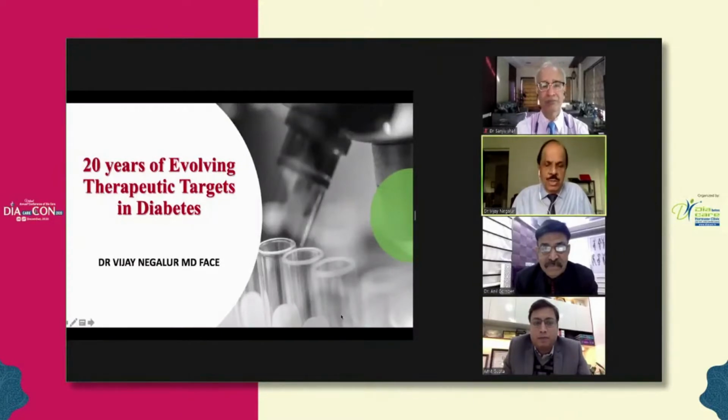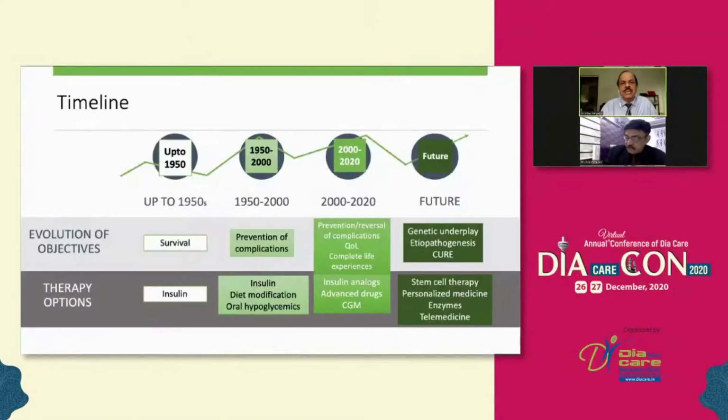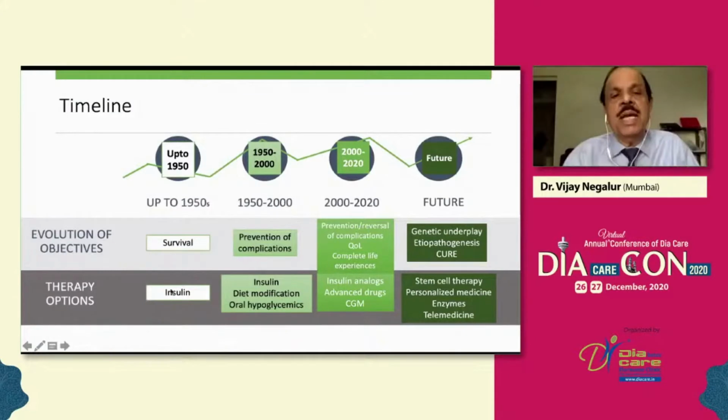So my talk is 20 years of evolving therapeutic targets in diabetes management, how it has changed over the last 20 years. Now we have seen here, the initial part of diabetes management was only a question of survival. And at that time we had only insulin available. As we advanced, the next thing that we had in our mind was prevention of complications of diabetes, and for that we had therapeutic options like insulin, diet modification, and of course the oral drugs.